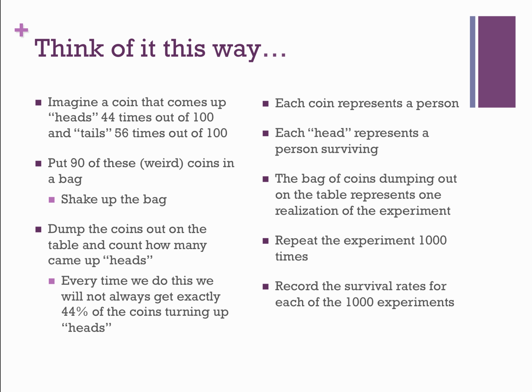Now, thankfully, we don't have to actually do this with coins and throwing them on a table and shaking up a bag. We don't even have to actually write this down. Thankfully, our software can do this for us. So, what I asked JMP to do was for 90 observations with a survival rate of 0.44 to produce 1,000 random samples of survival rates.